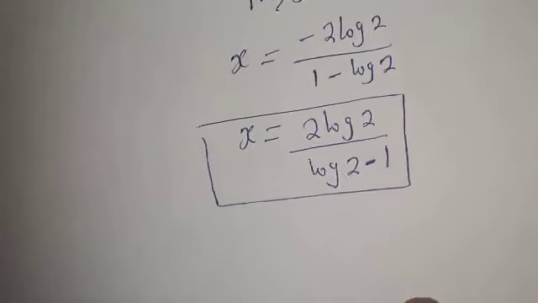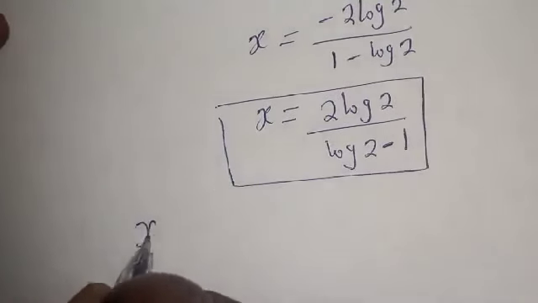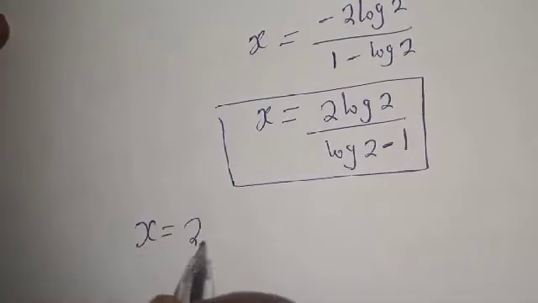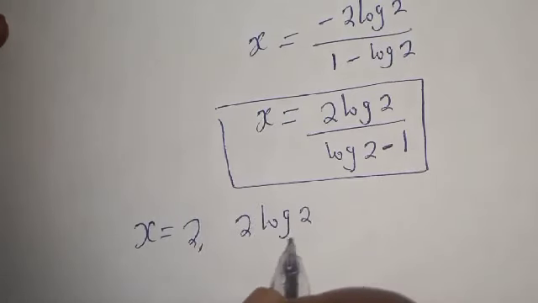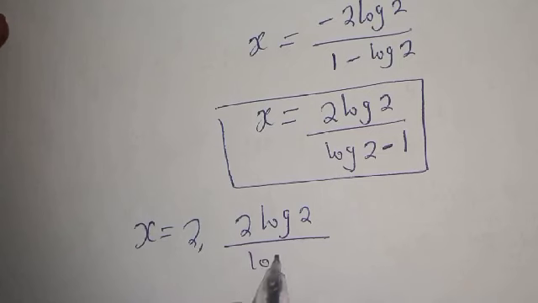Therefore, the values of x are x is equal to 2, then 2 log 2 over log 2 minus 1.